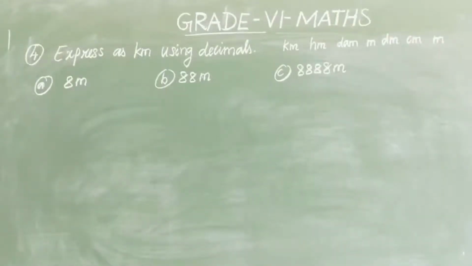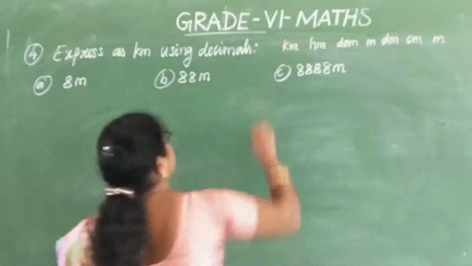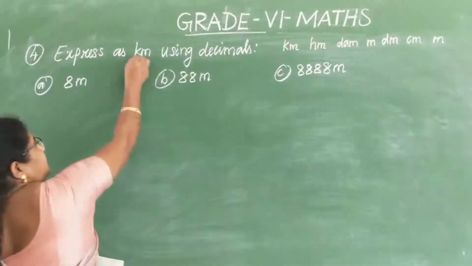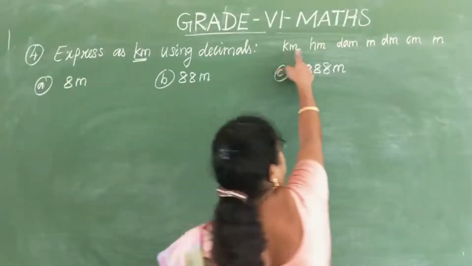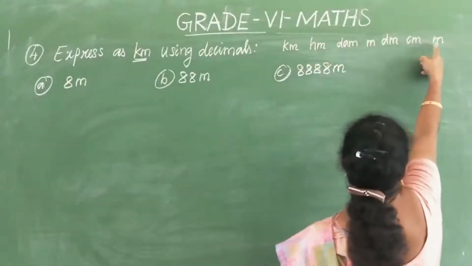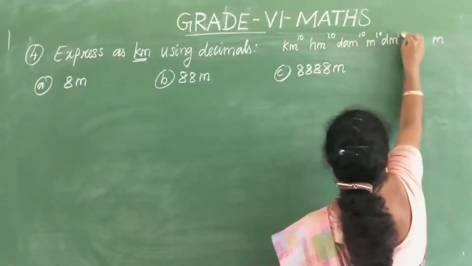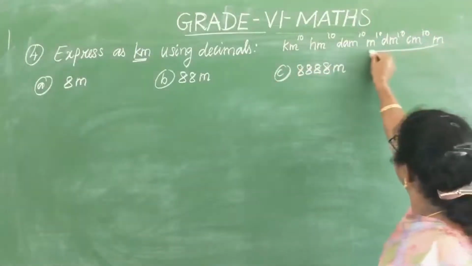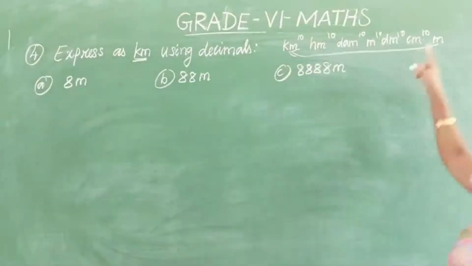Now fourth question. Express as kilometer using decimals. So same thing. Here in this problem they have given meter. All the questions are given in meter. We convert meter into kilometer. See the units, metric units. Kilometer, hectometer, decameter, meter, decimeter, centimeter, millimeter. So for every unit, the relation between each unit is 10. We need to convert meter to kilometer. So from here to here we have to convert meter to kilometer.